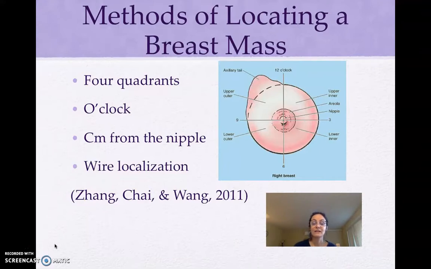And then after that, the next part is the centimeter from the nipple. So if the right breast is upper outer and it is 11 o'clock, now we want to know how many centimeters from the nipple it is located. For example, 2 centimeters from the nipple. And with these types of locating the mass, now the ultrasound tech knows exactly where to look for the mass.